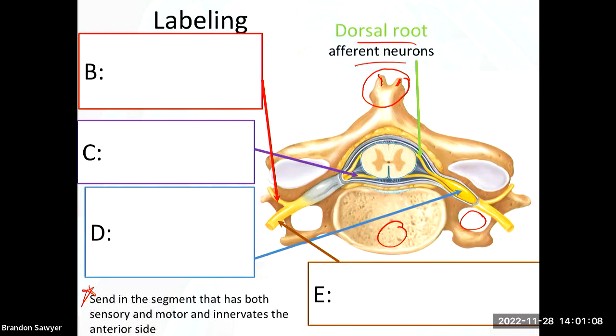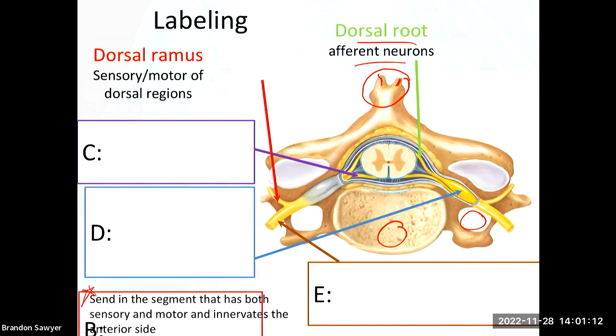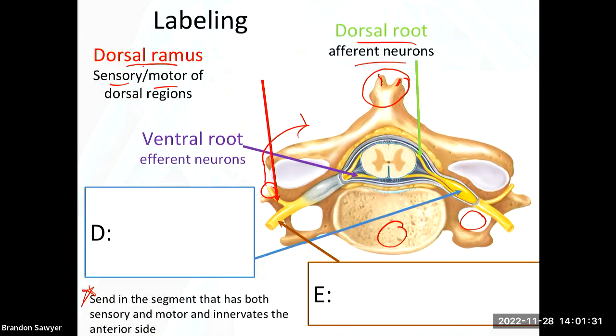And then we go to C, which is the root on the other side. Oh, sorry. Yeah, we'll go to B first, because that's the right order alphabetically, but not really the next one. So dorsal ramus here, right? So this is the one going back to the posterior side, has both sensory and motor. Okay, now we get to the other root, C. This is the ventral root, contains only efferent neurons.